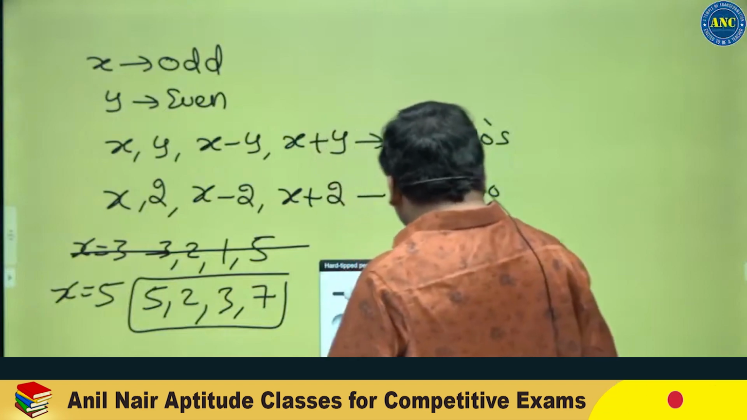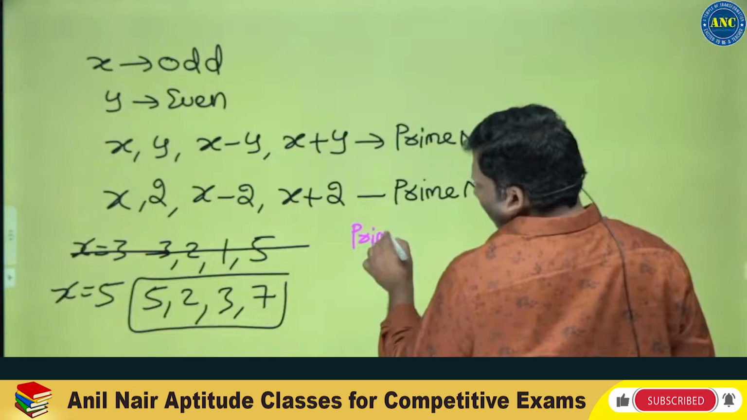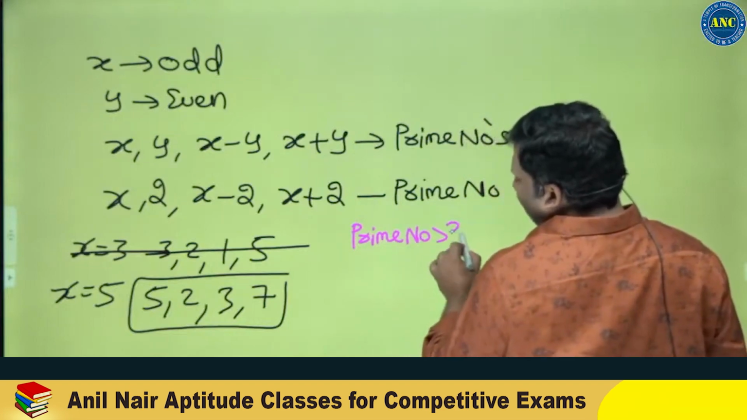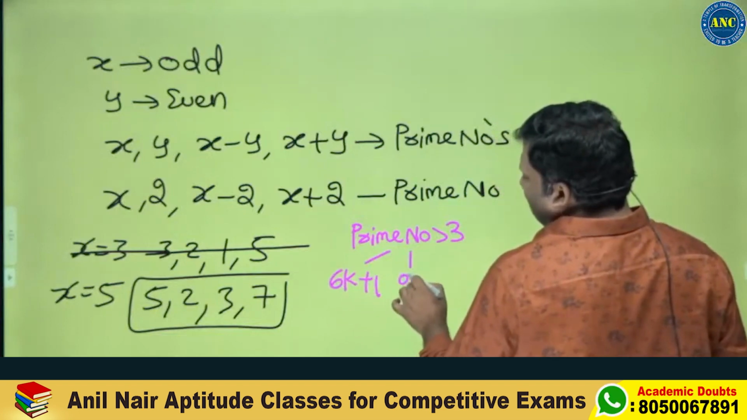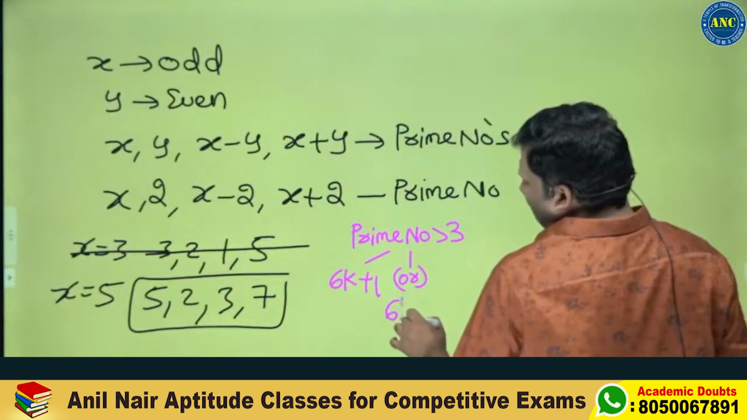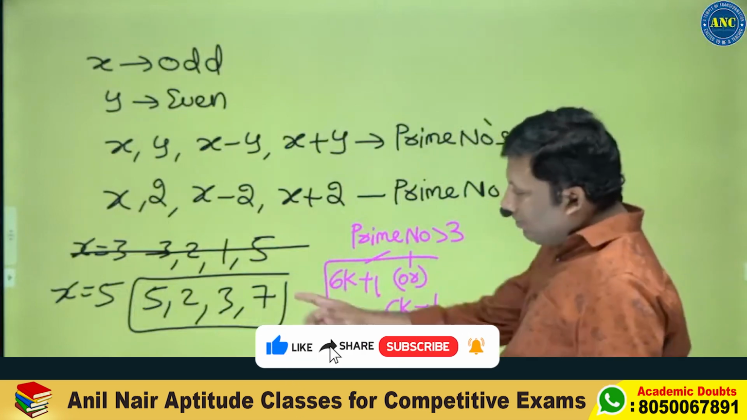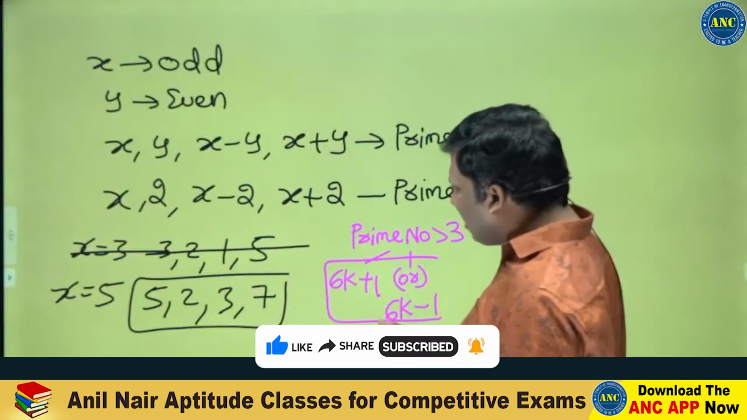Over. Any prime number greater than 3 is of the form 6k plus 1 or 6k minus 1. Let us take a case. Beyond 5, every other number is of the form 6k plus 1 or 6k minus 1.